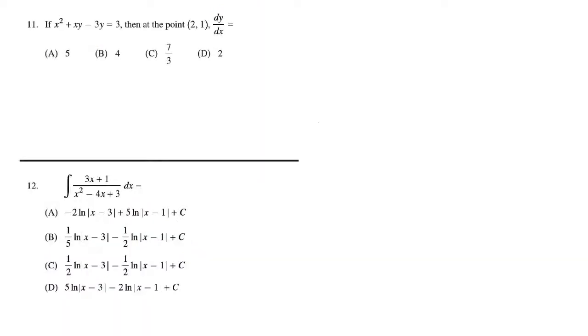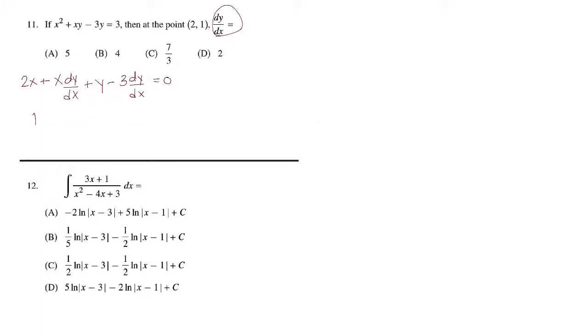For our next problem, we have to do implicit differentiation. So for our first part, we're going to have 2x, and then we're going to have the product rule. So we have the first times the derivative of the second, plus second times the derivative of the first, minus 3, again, derivative of y, dy/dx, equals 0. And now let's go ahead and plug in our point.